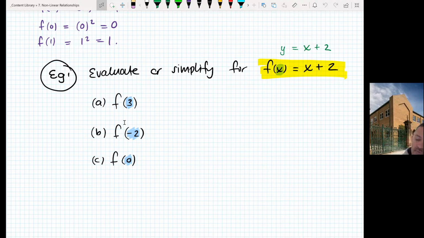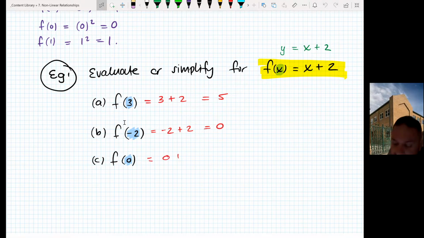It's basically asking you to sub in those numbers. So, for example, if I put the 3 where the x is, 3 plus 2 is 5. If I put the -2 where the x is, -2 plus 2 equals 0. If I put a 0 in for the x, we get 0 plus 2, which equals 2. We're literally subbing in the x value into that equation. And guess what, gents? That is all function notation is.